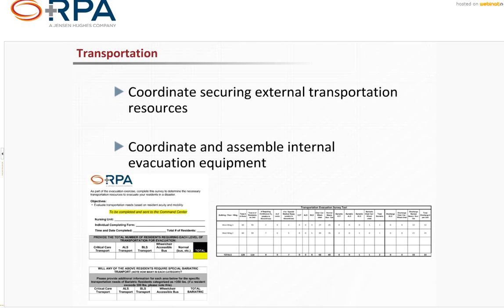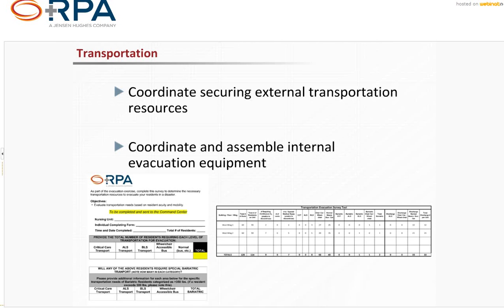Coordinating transportation. This is in that documents folder in the lower right-hand corner of your screen right now. This particular file, with the pictures you're seeing here, we always give to clients to determine, in the event we have to evacuate, what types of transportation resources or equipment we're going to need. I would encourage all of you that are here to use this tool as a practice. There's two things that you're going to see here.